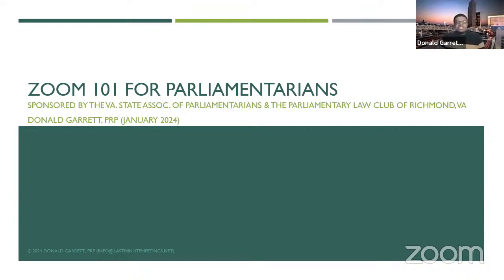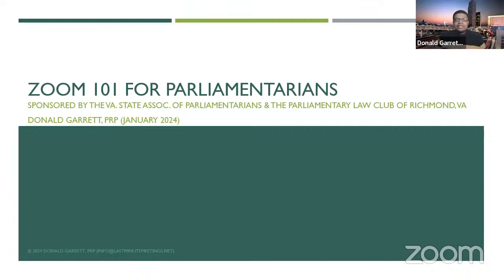The title of the session is Zoom 101 for Parliamentarians, and it was sponsored by the Virginia State Association of Parliamentarians and the Parliamentary Law Club of Richmond, Virginia. My name is Donald Garrett, I'm the VSP president, and one of our units had said, we really want some training on how to do a meeting in Zoom. And I said, well, let's just take that and kill two birds with one stone. I'll give you the training, but I'll give it to other people too. We can get some CEU credits and whatnot for it and call it a day.